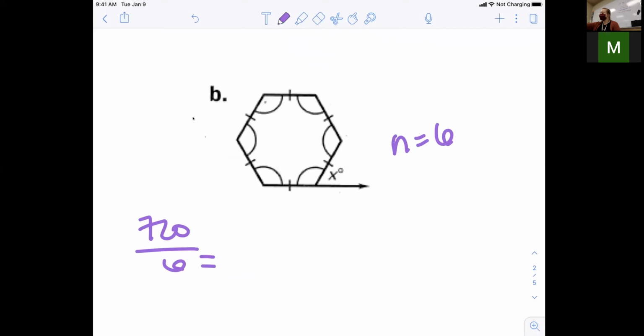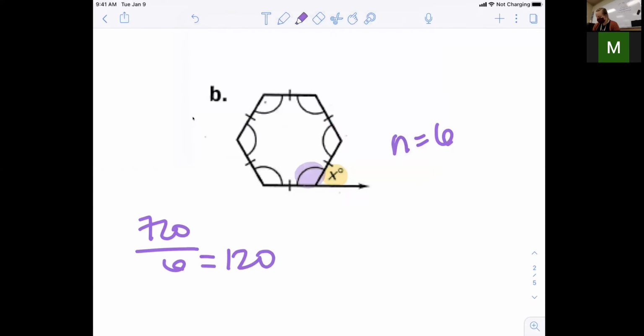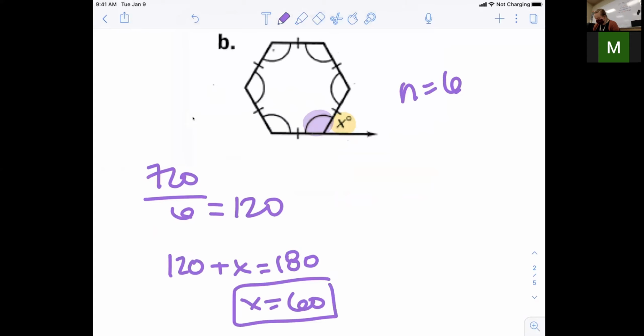So Eli, I like what you're thinking. You're like, okay, I have to find the interior angle. The interior angle is 120. How do I find x if I know that its interior angle is 120? So 120 plus whatever the exterior is equals 180. So the exterior is 60. You can definitely do it that way.